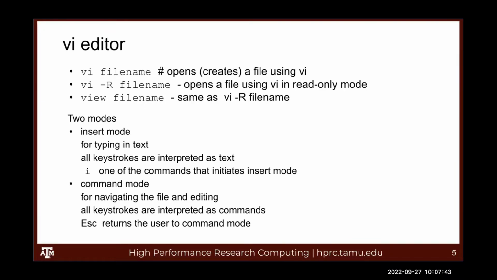So starting with VI, the first command you need to know is vi space and then the file name. It'll open a file if you have a file available in that directory. If you don't, it will create a file with that file name. So you can use it to create a file or to open an existing file. If you use this -r input, then it will open the file in a read-only mode, so you won't be able to edit it. And then view file name is just another alias for vi -r, so it'll do that same thing.